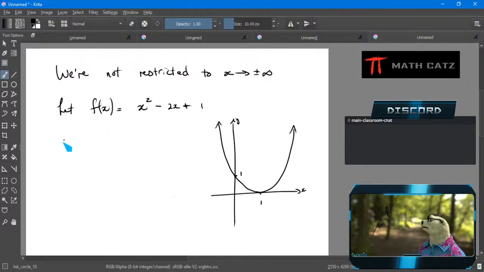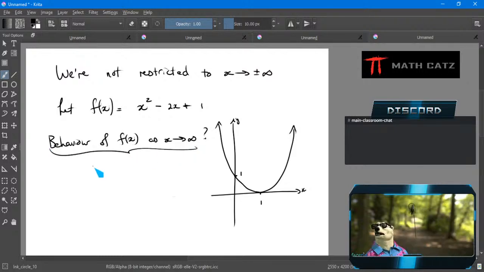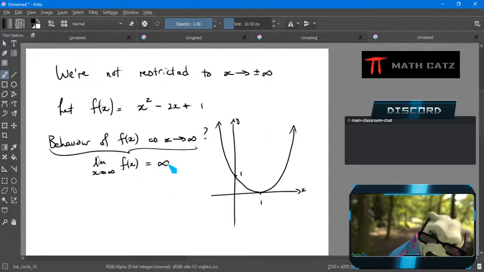I might want to ask, so I could ask the behavior of the function as x gets really big, then this translates to the limit as x approaches infinity of f of x, my function. I can just look it up really on the graph. It's infinity.